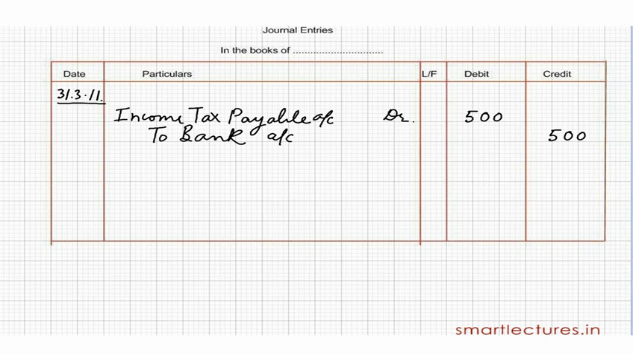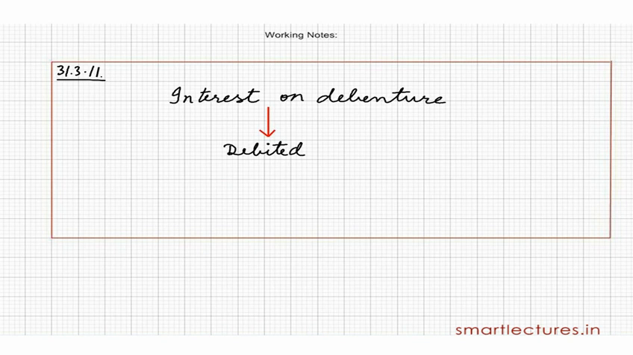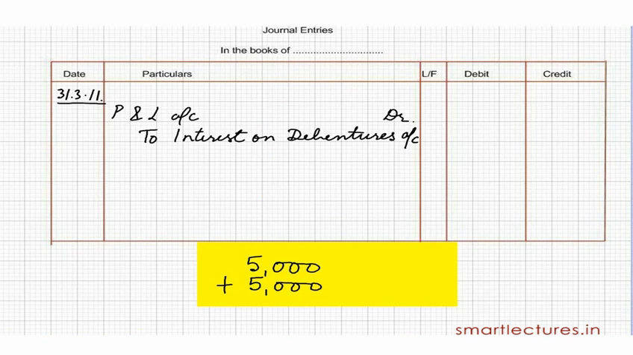But today is the closing, 31st March. We are assuming that books are closed on 31st March each year in this company. Books are closed means our final accounts, financial statements, I mean to say balance sheet and profit and loss account, are prepared on this date. So interest on debenture has been debited in our books. Now it must be transferred to profit and loss account. Naturally, this is an expenditure and it will reduce our profits. So the journal entry will be profit and loss account debit to interest on debentures account, total 5,000 plus 5,000, 10,000.